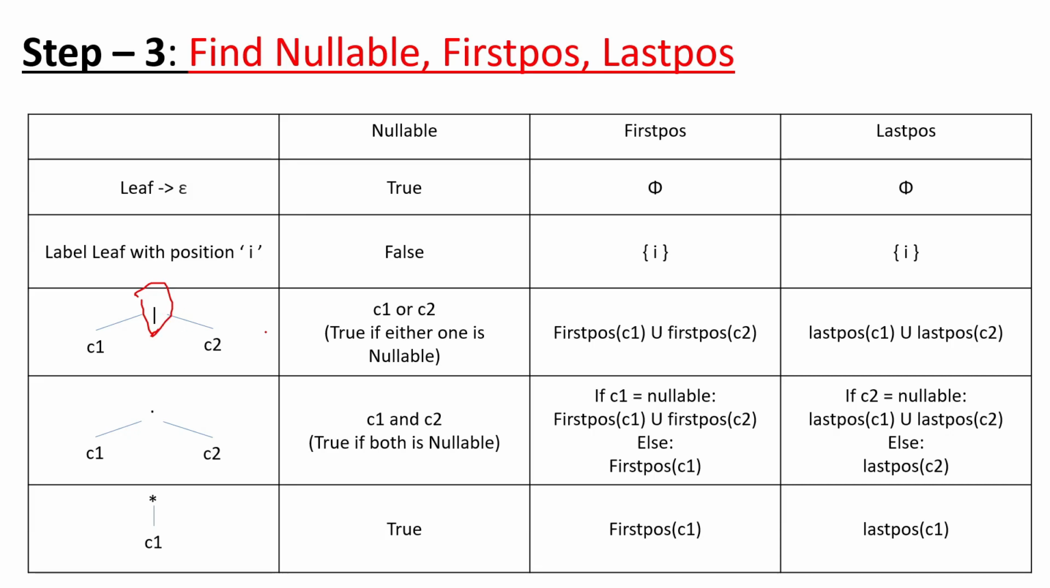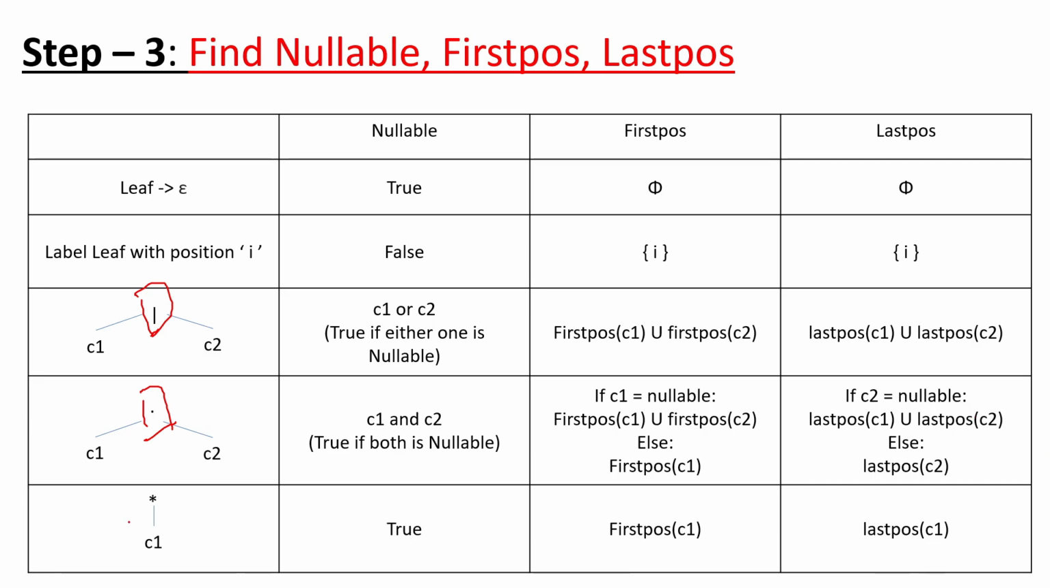And if it is, its first pos will be the first pos of C1 union first pos of C2, and its last pos will be the last pos of C1 union last pos of C2. Then comes multiplication. If C1 and C2 both are nullable, then this multiplication condition is also nullable. For its first pos, if C1 is nullable, first pos of C1 union first pos of C2, else first pos of C1. For the last pos, if C2 is nullable, last pos of C1 union last pos of C2, else last pos of C2.